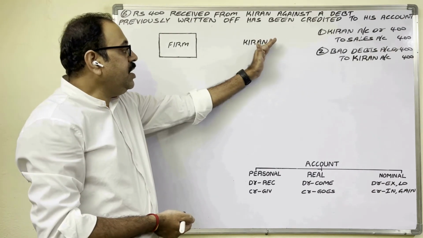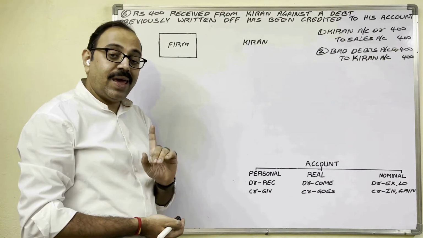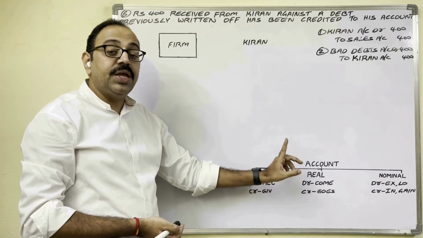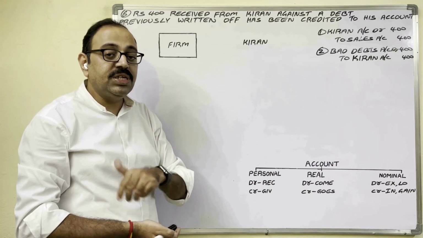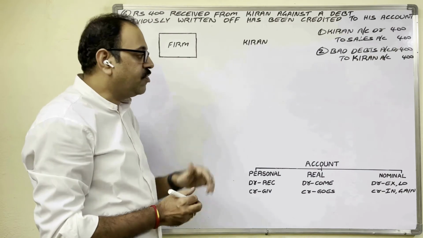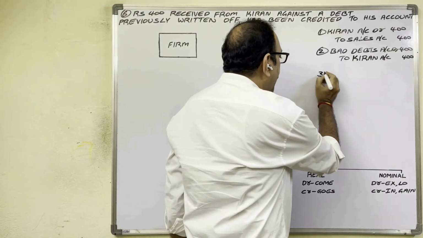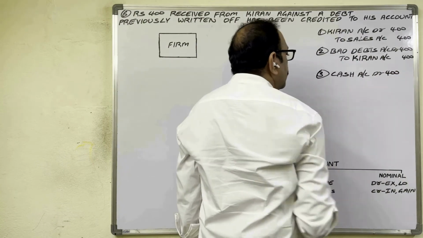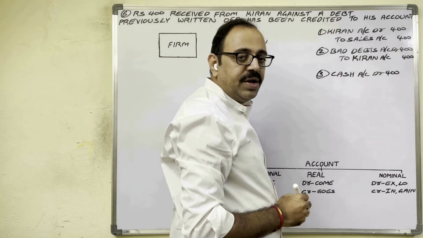So from Kiran, cash is coming to us. Cash is an asset. This is a real account. Real account rule: debit what comes in, credit what goes out. From Kiran, cash is coming now. Therefore, we should debit cash account. Kiran paid 400 rupees to us. Debit cash account with 400.